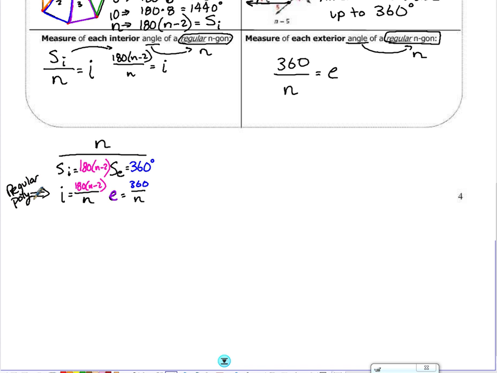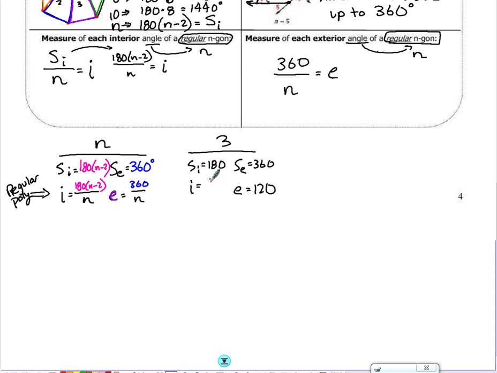Okay? Now let's look at an example of that. Let's say this is 3 sides. What would SI, I, SE, and E be? Well, SE is always 360, and when I divide 360 by 3, I get 120. When I do 180 times 3 minus 2, I just get 180, so the sum of the interior is 180 degrees. The interior angle is then divided by 3, so that's 60.